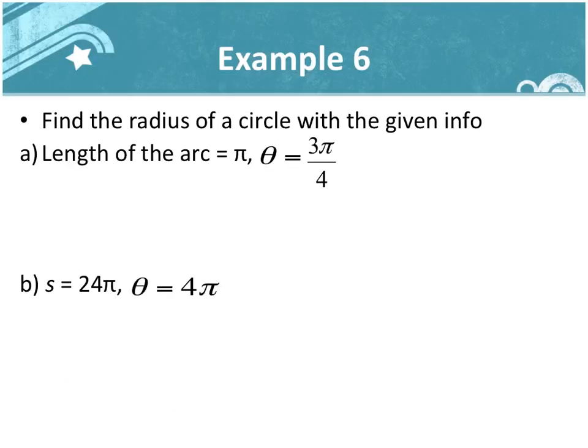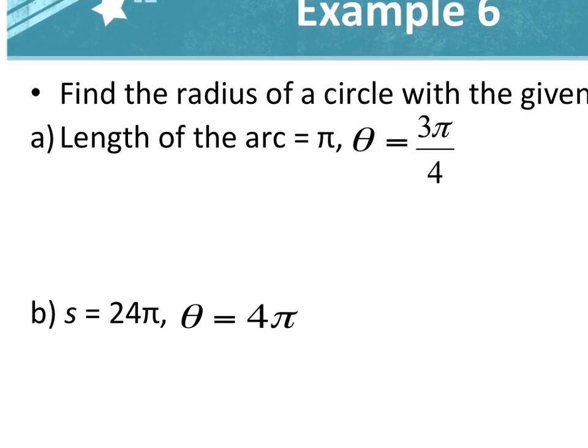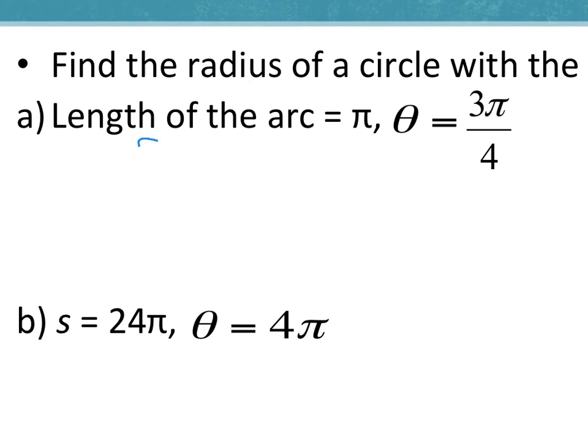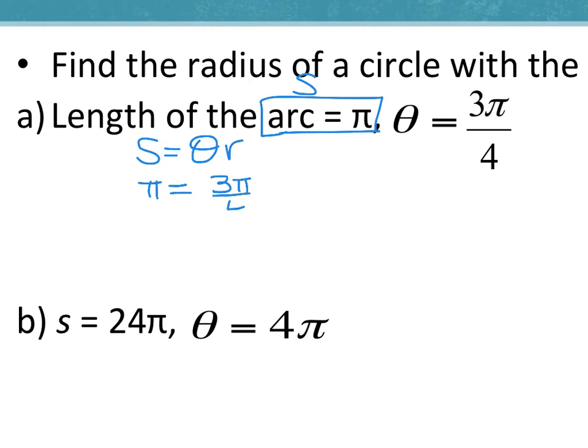All right, now we're just going to reverse the order, depending on what information you're given. This time it says, find the radius of a circle with the given information. So A gives you the length of the arc and theta. If I plug it in, S equals theta times the radius. This time the length of the arc is pi. That means that's S. Theta is 3 pi over 4. And R is what we're missing.